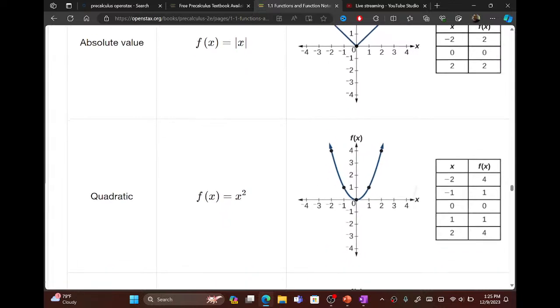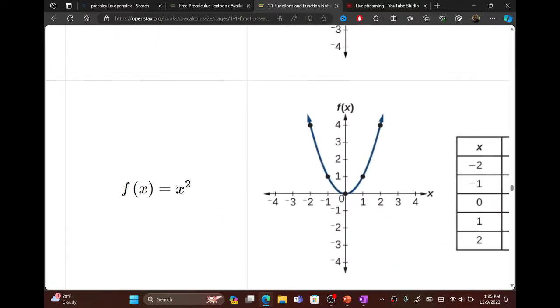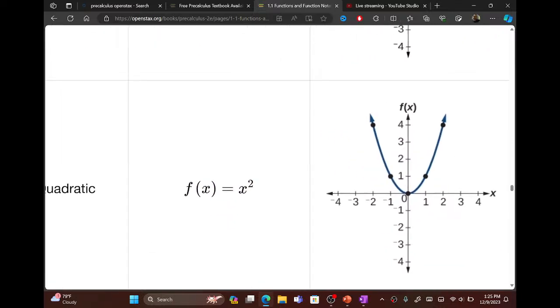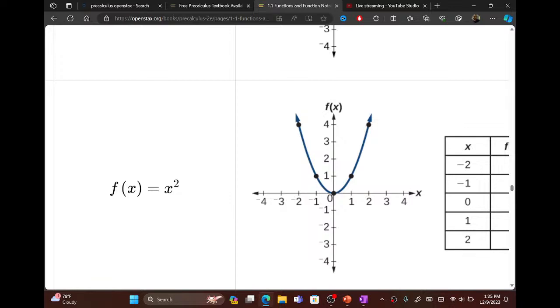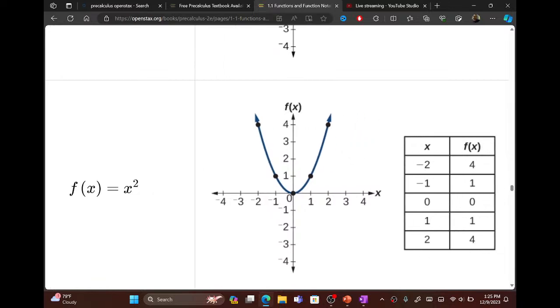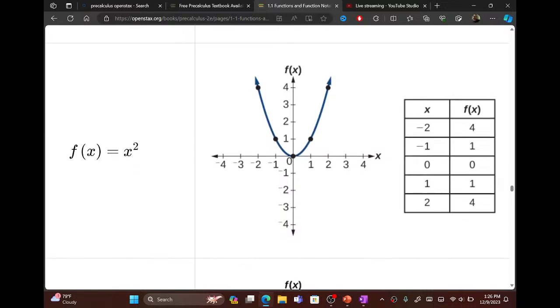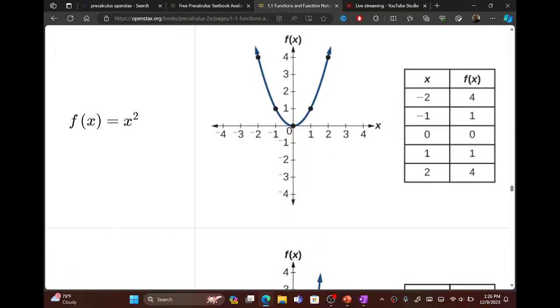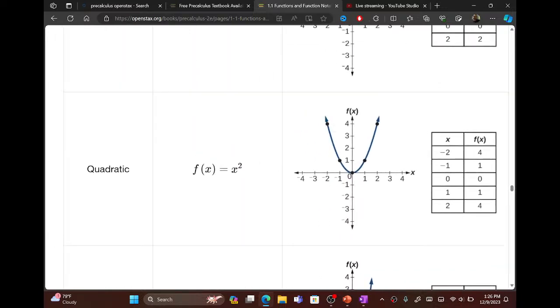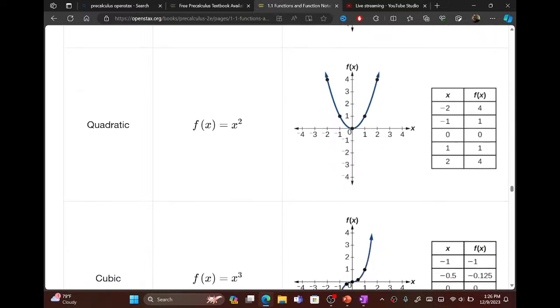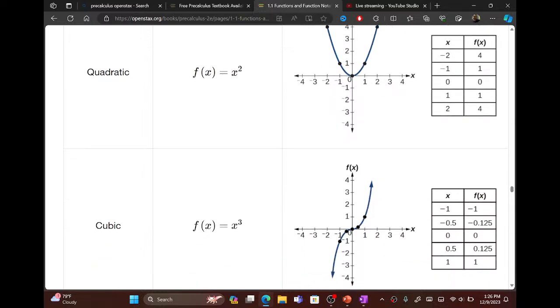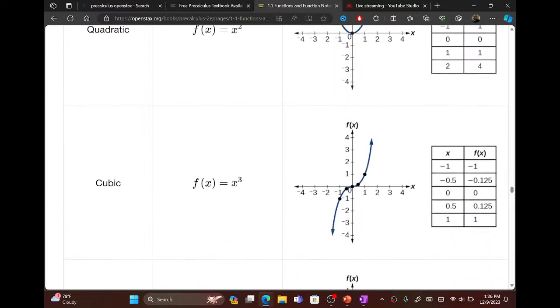This is the quadratic function. So the parent quadratic function is f of x equals x squared. This is what we call a parabola. That's what I said earlier when I was doing the parabola. I was stating that this curve represents a parabola, and it is called a quadratic function. So we can clearly see that that is how it looks. We want to make sure we understand how all of these look graphically.